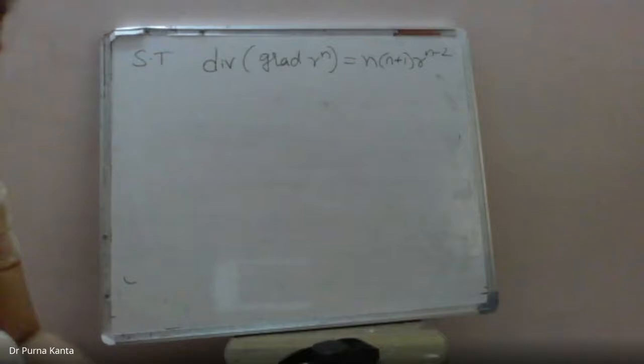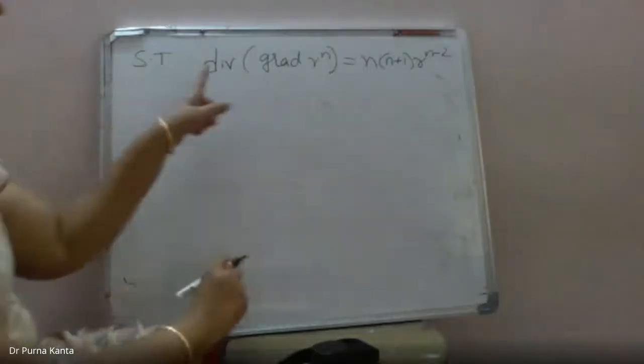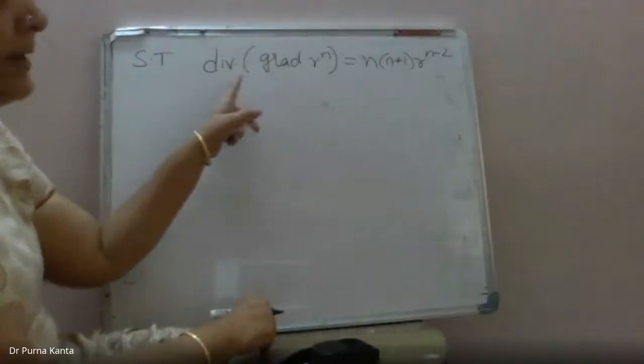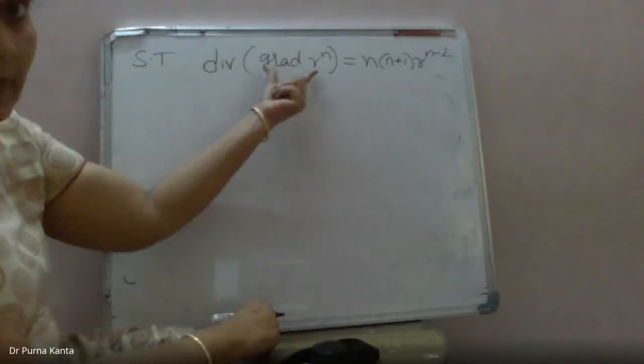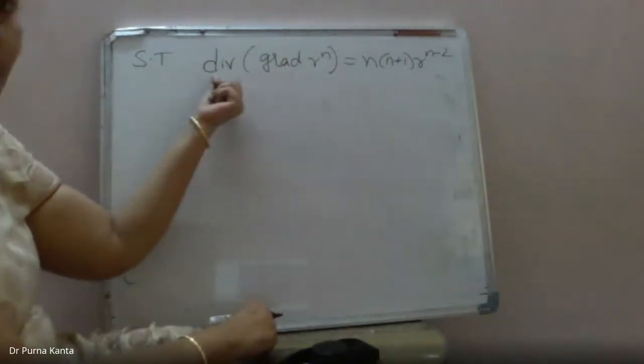Do you remember yesterday we have done this type of problem with a single function? Same type here, but two functions here. Del applied twice here. One time you have to apply on gradient for r power n. We'll get a vector. For that vector, again you have to calculate divergence.